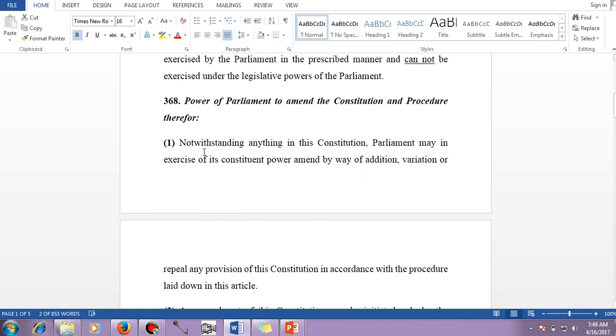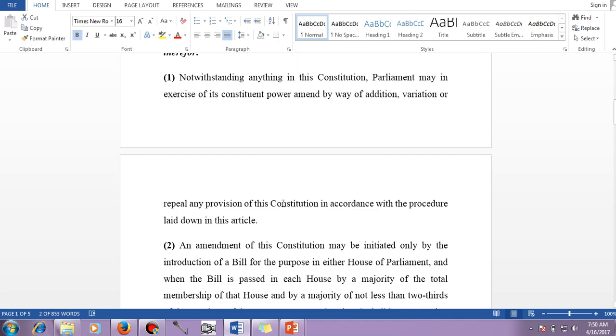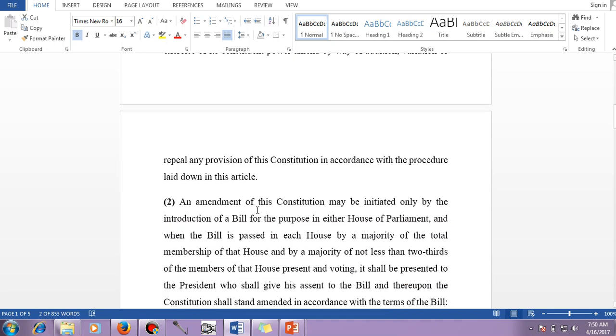It says, notwithstanding anything in this constitution, Parliament may, in exercise of its constituent power, amend by way of addition, variation or repeal any provision of this constitution in accordance with the procedure laid down in this article. It means you can amend the constitution by addition, variation or repeal, but you have to follow the clauses of Article 368. Clause 2 talks about how an amendment takes place: if you want to amend an article of the constitution, you should start with the introduction of a bill.